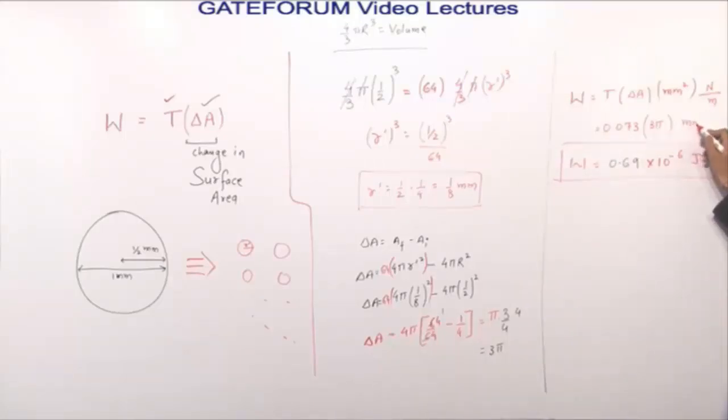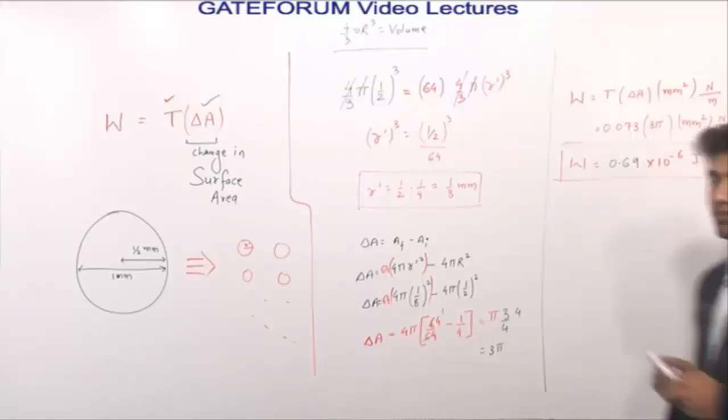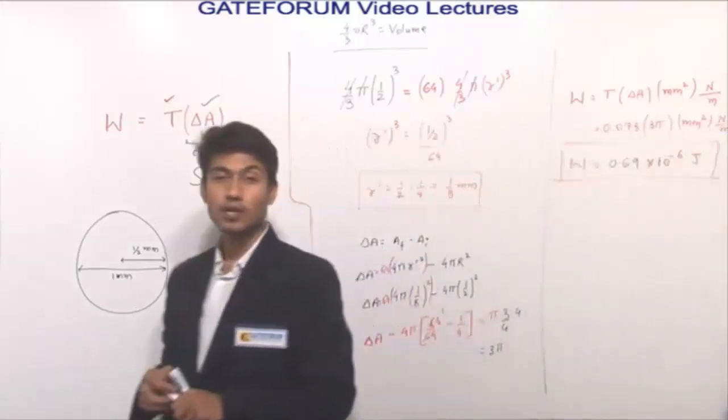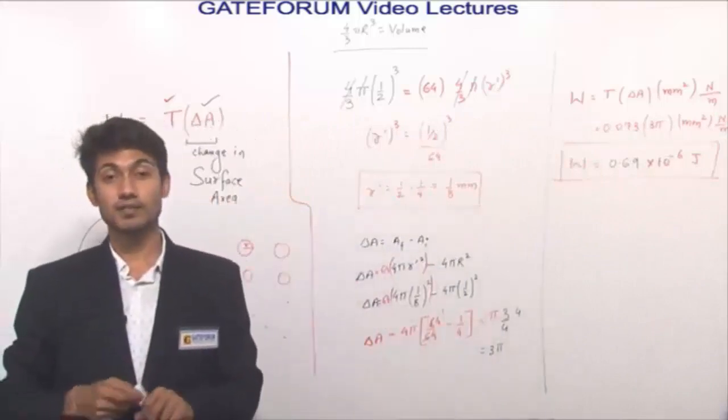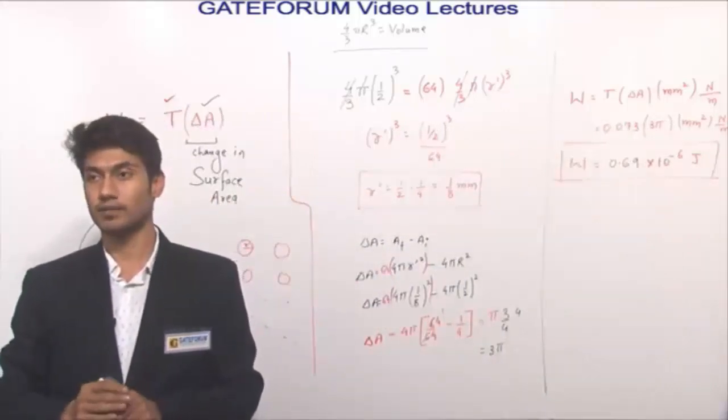Because it is mm square into Newton per meter. So our final answer will be 0.69 into 10 power minus 6 joules. It is the work required.